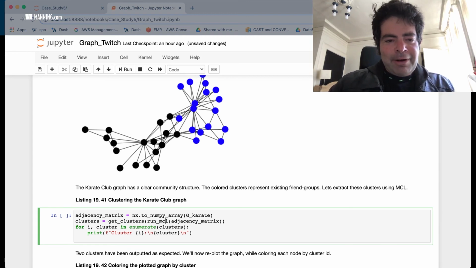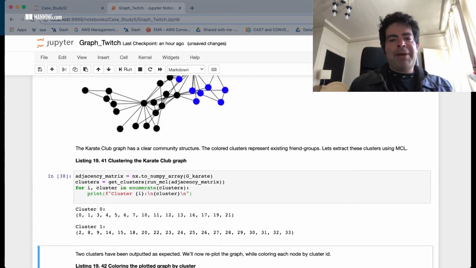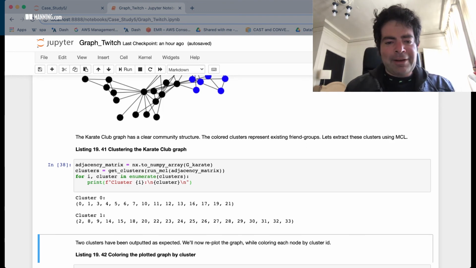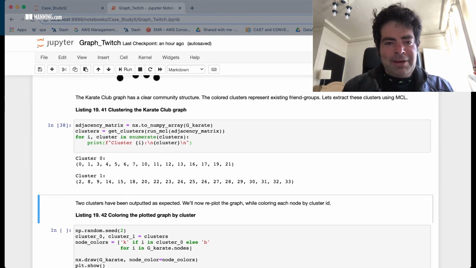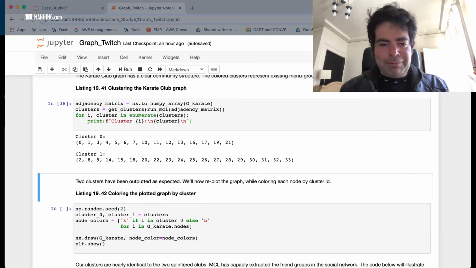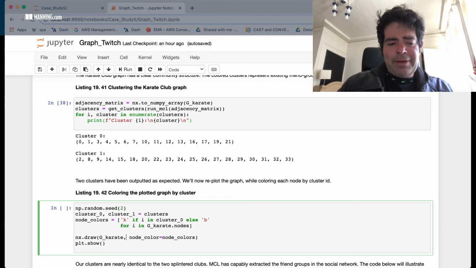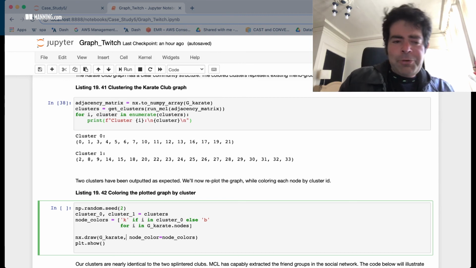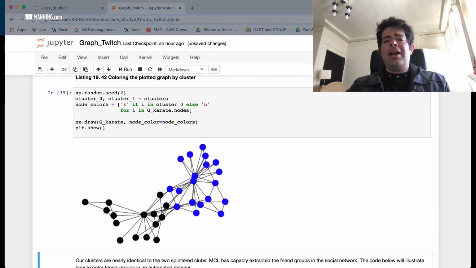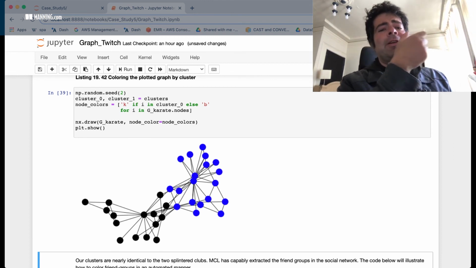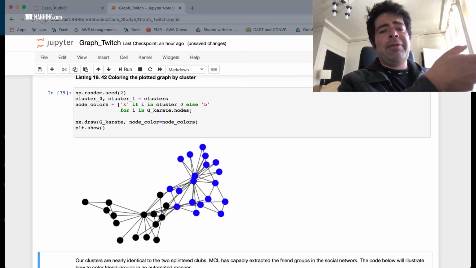And now we're going to look for these clumps using the installed implementation of the Markov clustering algorithm. So we run get clusters, run MCL on the adjacency matrix associated with G Karate, and we get back 2 clusters as expected. And now we're going to re-visualize this network, but we're going to color it by cluster ID rather than known dojo label.